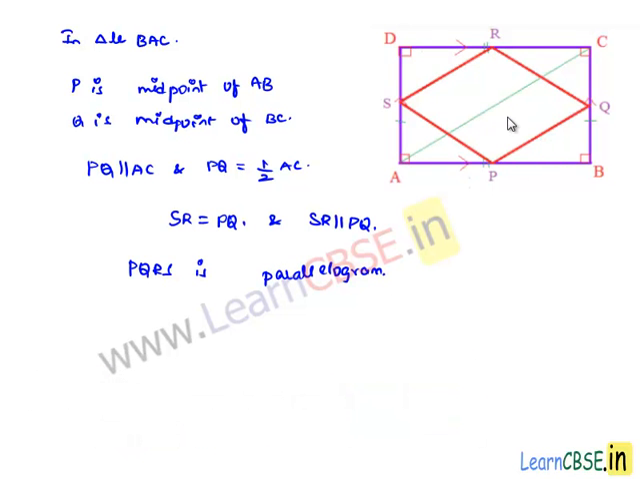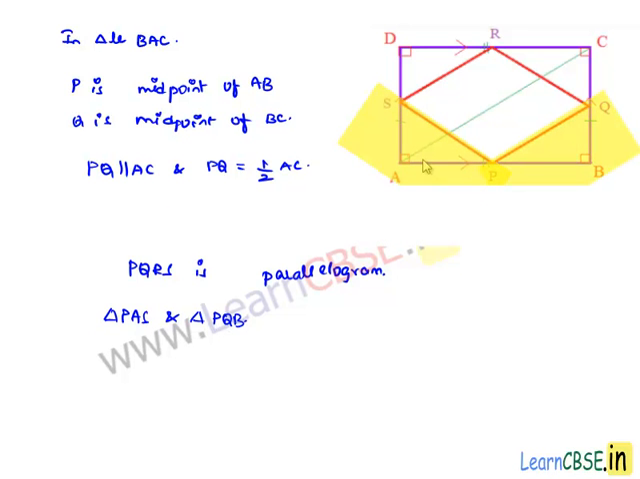In order to prove that PQRS is a rhombus, let us consider two triangles, triangle PAS and triangle PQB. In these two triangles, angle SAP is equal to angle QBP is equal to 90 degrees, as ABCD is a rectangle, and AP is equal to PB since P is the midpoint of AB. Now, as ABCD is a rectangle, AD is equal to BC, and as S is the midpoint of AD and Q is the midpoint of BC, we can say AS is equal to BQ.